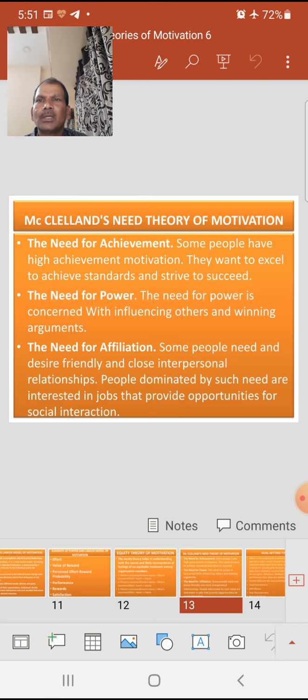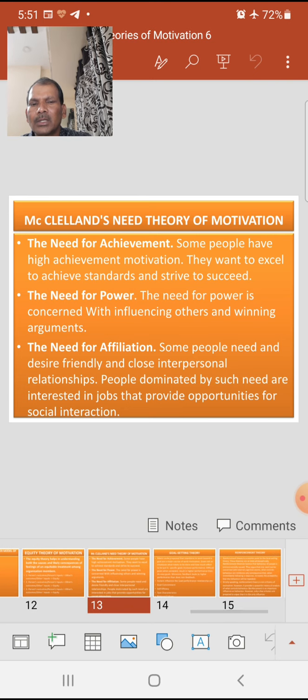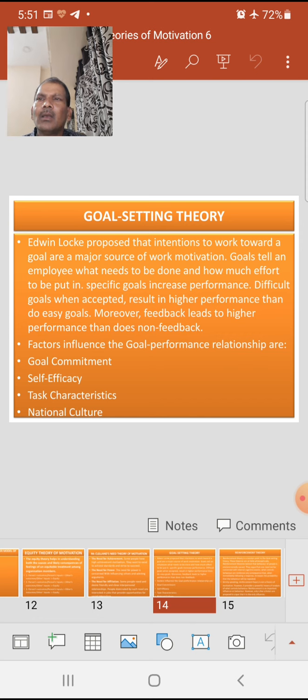Now, the next theory we'll discuss is goal setting theory. Edwin Locke proposes the intention to work toward a goal is a major source of work motivation. A goal tells an employee what needs to be done and how much effort is to be put in. Specific goals increase performance. Difficult goals, when accepted, result in higher performance than do easy goals. Moreover, feedback leads to higher performance than does non-feedback.